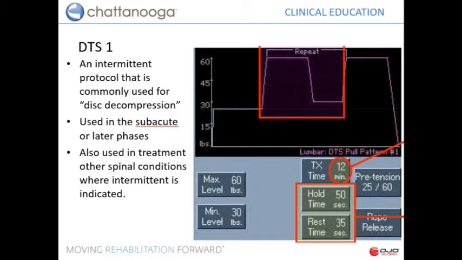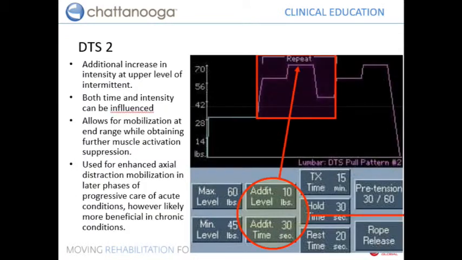So the nice thing about intermittent is it allows us to use higher distraction forces more comfortably, because you're not holding it as long, right? That stress-strain relationship, that if you hold a very high force sustained, you can create an inflammatory response. And that may not be something that you really want to do. You may want tissue extensibility, but you don't want to result in what would cause traction hangover. So this is your classic disc decompression type of protocol that we saw coming out of a lot of devices in the 90s.